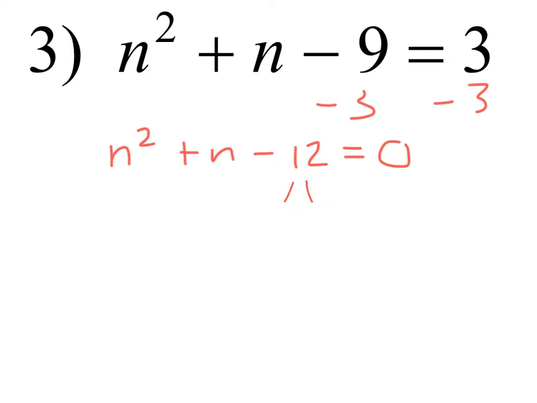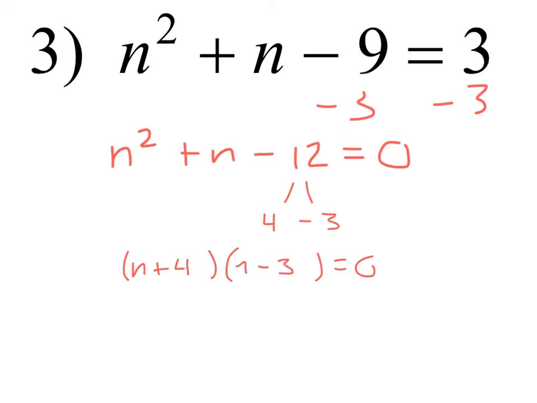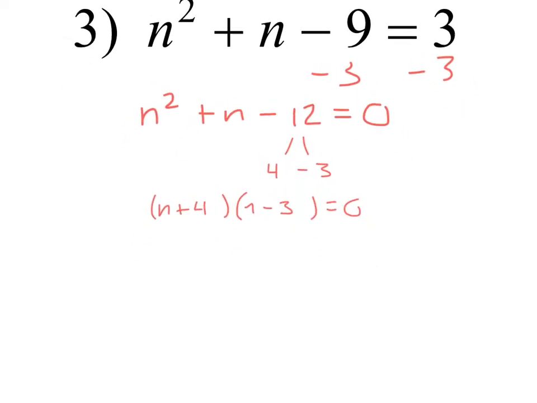4 and -3. Perfect. So what goes in our parentheses? N plus 4 and n minus 3. What do we do next? We make separate equations. So we have n plus 4 is equal to 0 and n minus 3 is equal to 0. And then we just solve for n.